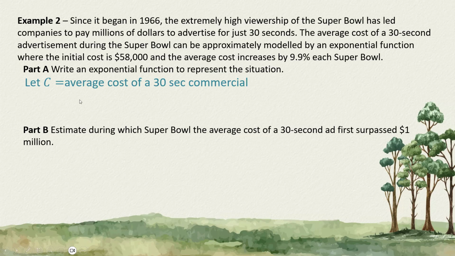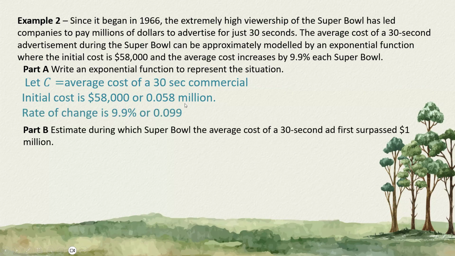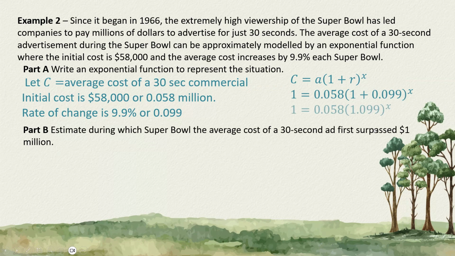So we're going to let C be the average cost of a 30-second commercial. The initial cost is $58,000 or 0.058 million. Our rate of change being 9.9% as a decimal is 0.099. So following the formula, the cost equals initial amount times 1 plus rate of growth to the x power, we get this equation. So we're going to simplify what we had in parentheses here. So our growth factor is 1.099.